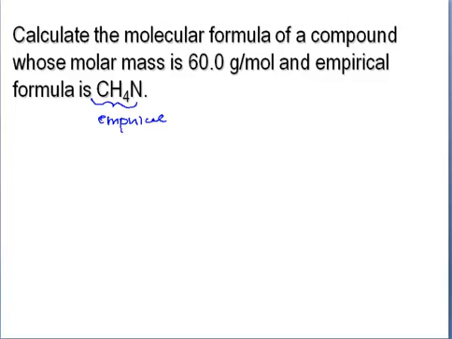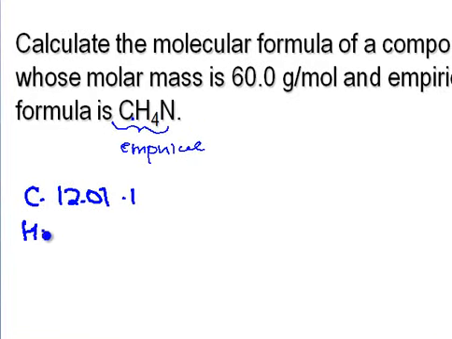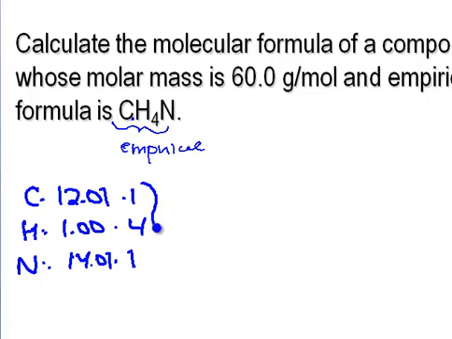Okay, so what I want to do is get the molar mass. So I take carbon, which is 12.01 times 1. There's only one of them there. Hydrogen, 1.00 times 4. And nitrogen is 14.01 times 1. So the molar mass of my empirical formula is going to be 30.02, right? So that is the actual mass of this thing right here.